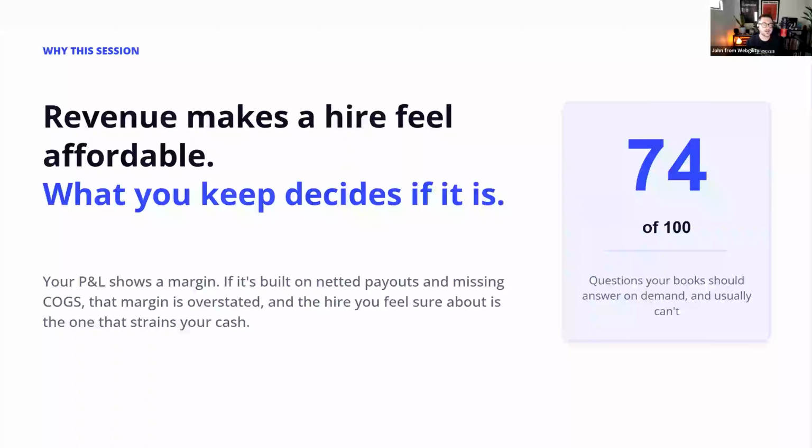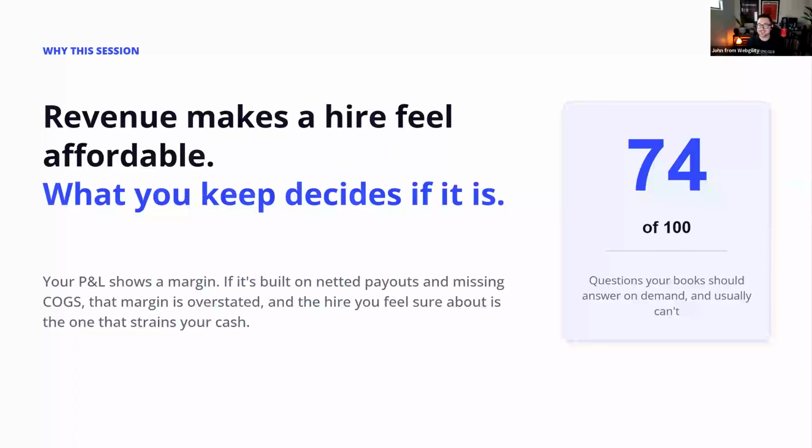This is question 74 out of 100 on our 100 questions list. The reason we're covering this today is your P&L might show a margin, and we talk a lot about your P&L inflating things. If it's built on netted payouts or things that just get posted directly to your bank account without itemized, segmented reconciliation, the margin's going to be overstated, and the higher number you might feel sure about might end up straining your cash if you're not careful.